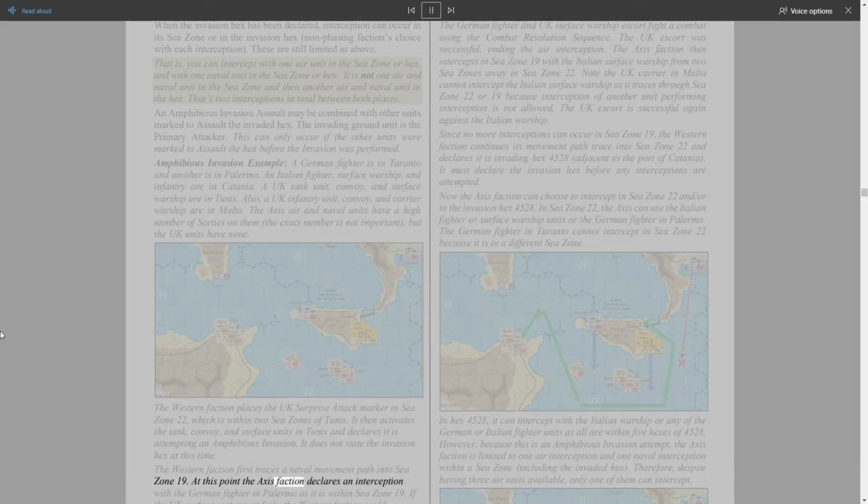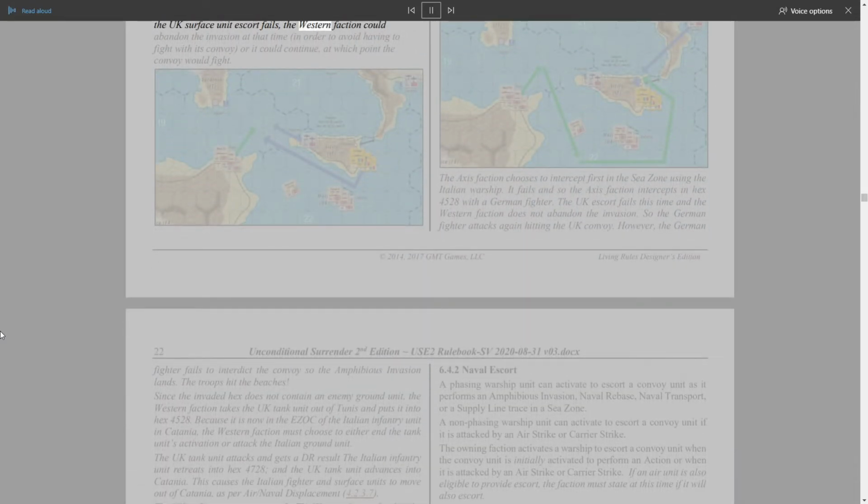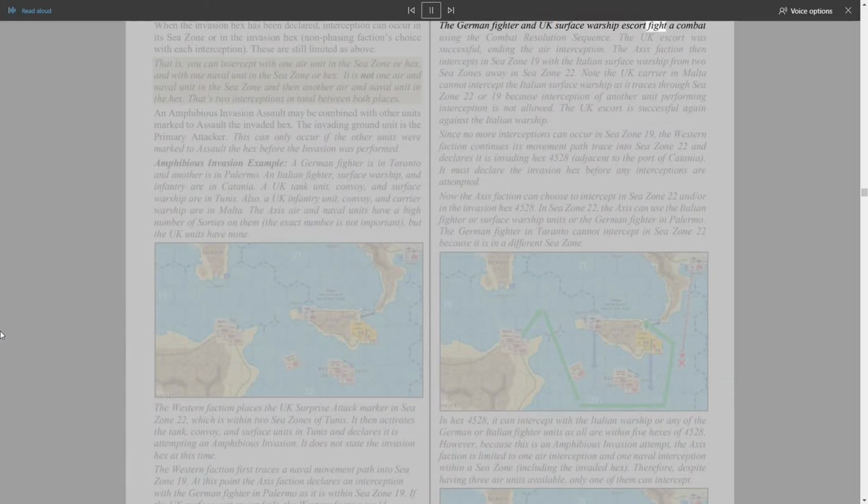At this point the Axis faction declares an interception, with the German fighter in Palermo, as it is within Sea Zone 19. If the UK surface unit escort fails, the Western faction could abandon the invasion at that time in order to avoid having to fight with its convoy, or it could continue, at which point the convoy would fight. The German fighter and UK surface warship escort fight using the combat resolution sequence. The UK escort was successful, ending the air interception.